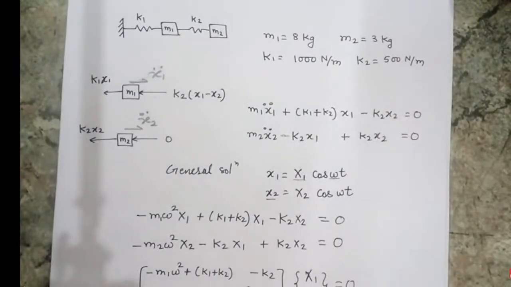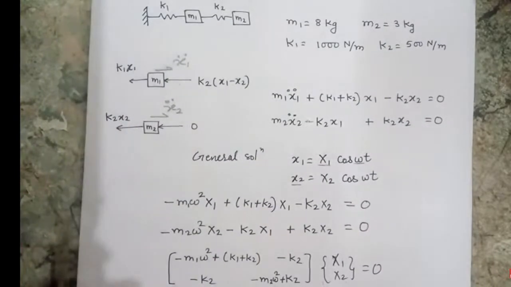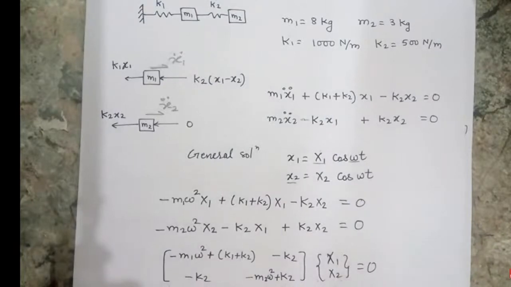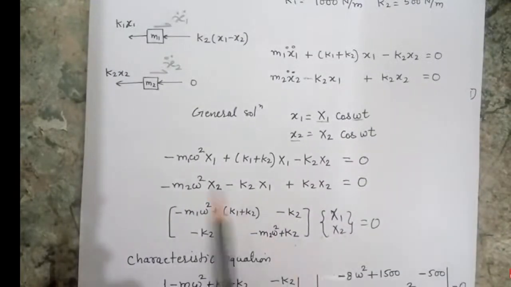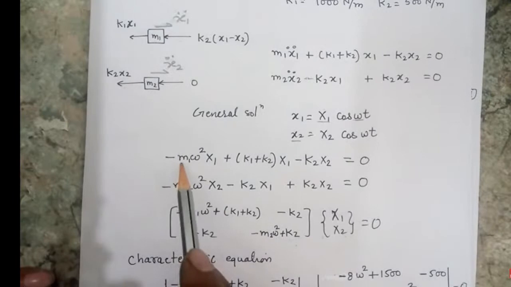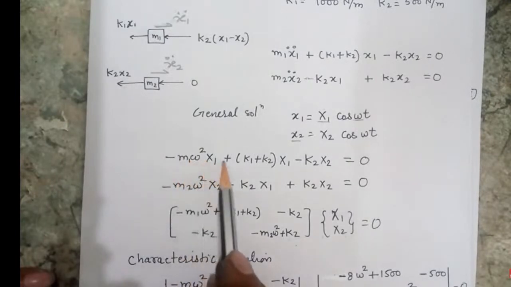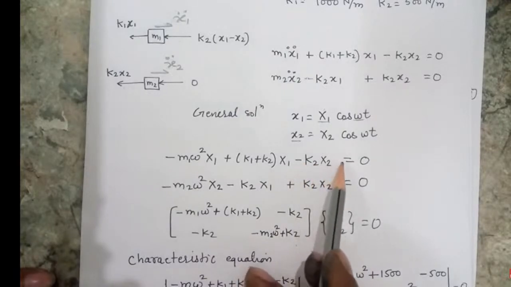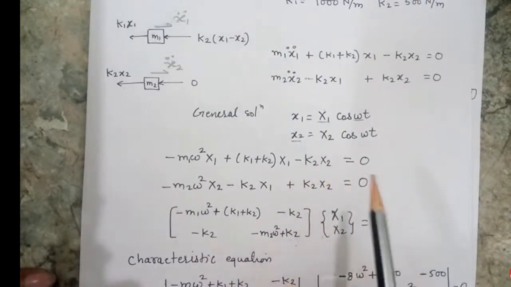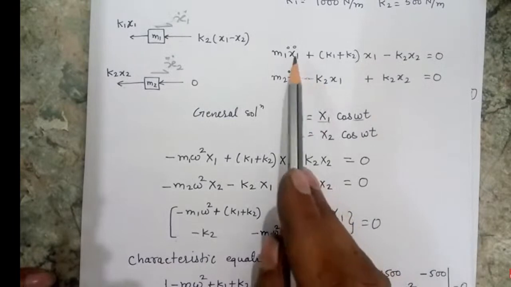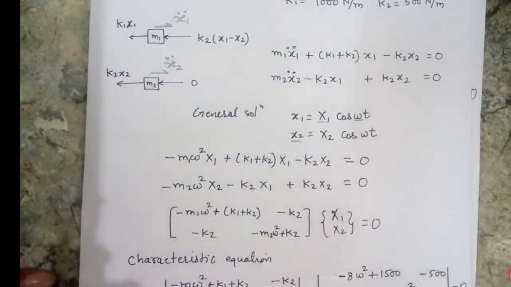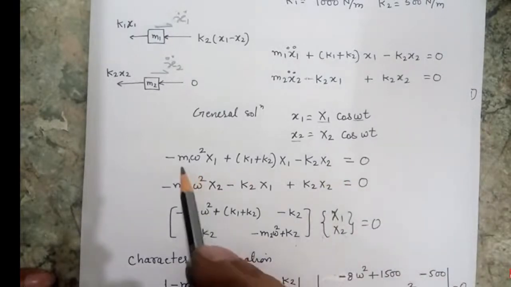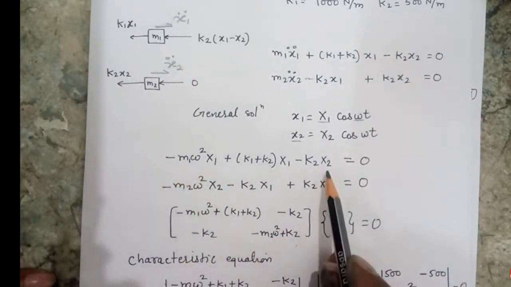So now when I put this general solution into my governing equation, my equation will further simplify to the expression: minus m1 omega square capital X1 plus (k1 plus k2) capital X1 minus k2 X2 is equal to 0, because when I put the x value into these two equations, the cos omega t term will be eliminated and I will get the first equation without the cos omega t term.